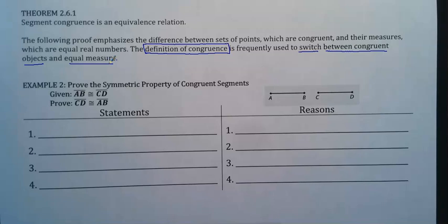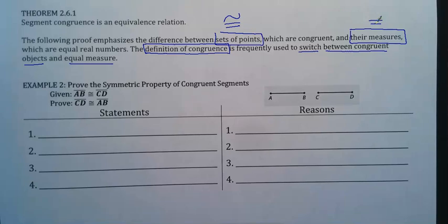Again, this proof, example 2, is going to emphasize the difference between sets of points, which are congruent, and their measures, which are equal. Okay, so sets of points are congruent. Their measures, we say, are equal. That's important. You're probably like, what? It's all the same, but it's not quite. All right, so let's look at example 2.